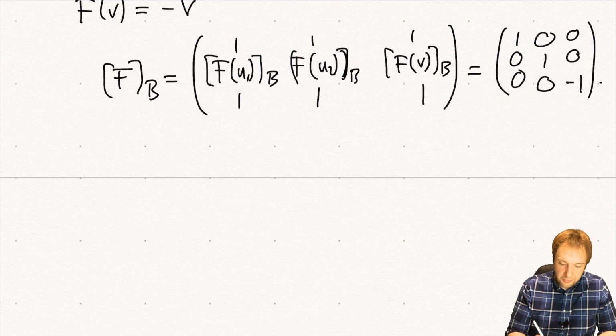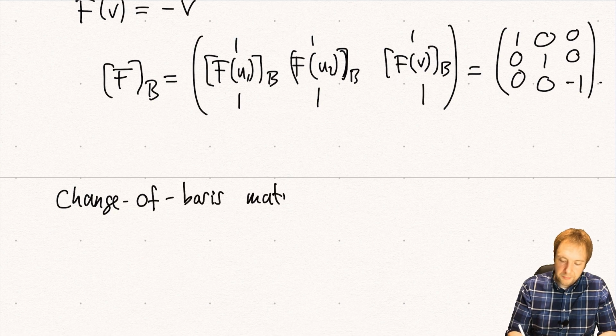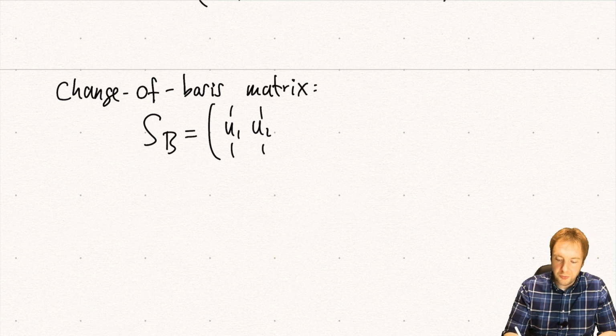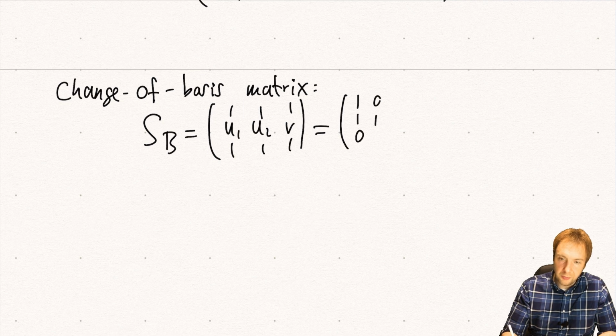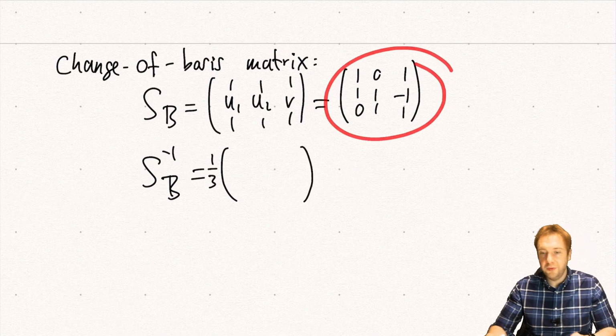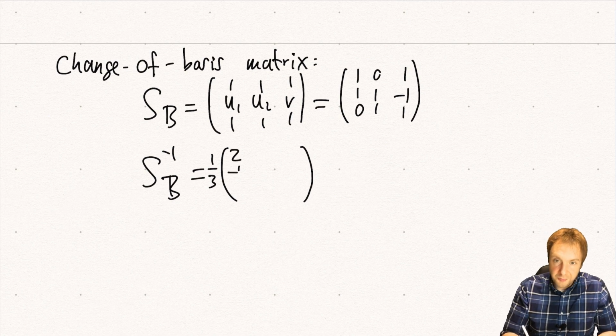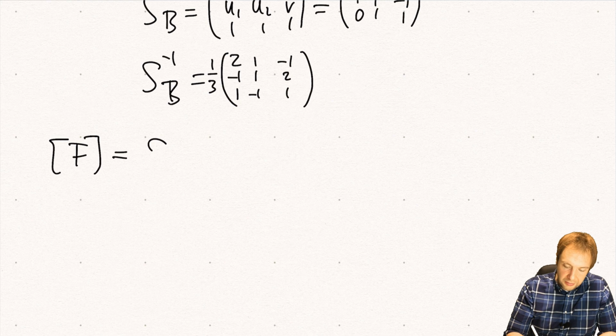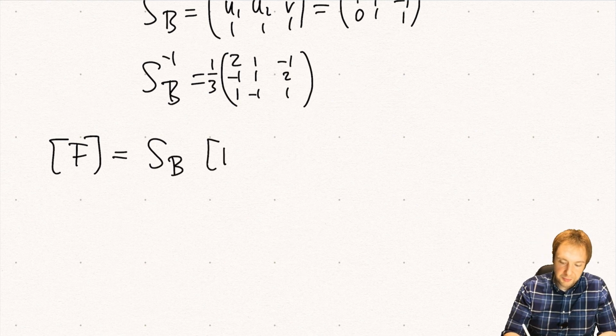And now, again, we consider the change of basis matrix. This is S_B, so S_B just has these three vectors u1, u2, and v. So this is (1, 1, 0), (0, 1, 1), and (1, -1, 1). And S_B inverse, well, for this you need to calculate the inverse of this matrix, which I again just give you for free, which should be (2, -1, 1), (1, 1, -1), (-1, 2, 1). And now the matrix of f, with the same argument as before, can be calculated as S_B times the matrix of f with respect to the basis B times S_B inverse.